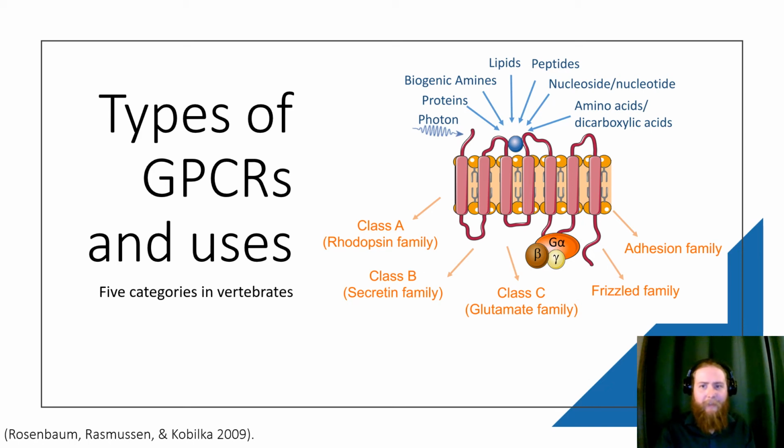Class A, rhodopsin, is the largest. It is the most diverse. It includes things like vision. It includes things like smell, taste.